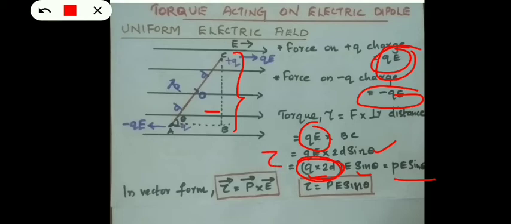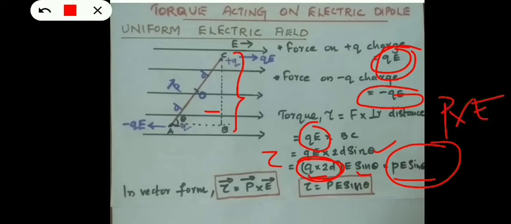And how will you express this torque in the vector form? Because you know torque is a vector quantity. So how will you express it in a vector form? Torque is equal to P cross E. Because you know A cross B is AB sine theta. So similarly, PE sine theta will become P cross E. Okay, so this is the expression for torque in the vector form, and this is the expression for torque in the scalar form. Torque is equal to PE sine theta.